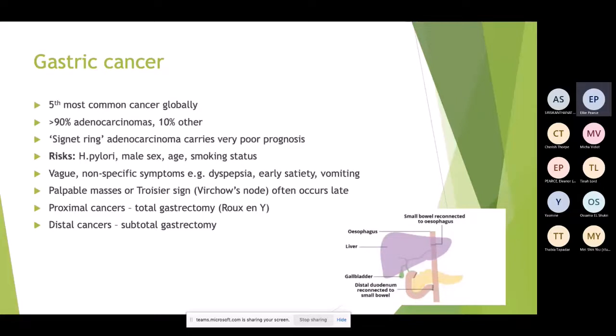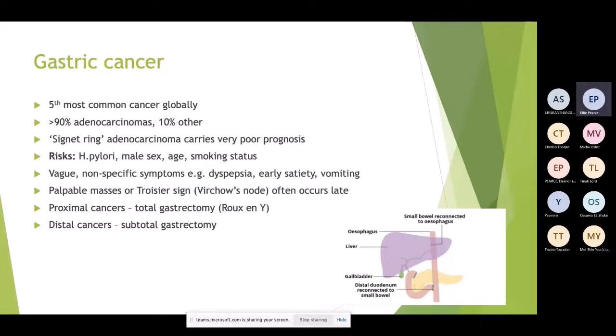Risks for gastric cancer include H. pylori infection, being male, being older, and smoking, and it often presents with vague non-specific symptoms, so problems with feeling full early, feeling sick, lots of burping and indigestion type symptoms. And often that's why people don't go and get it checked out, because people don't always take indigestion very seriously.